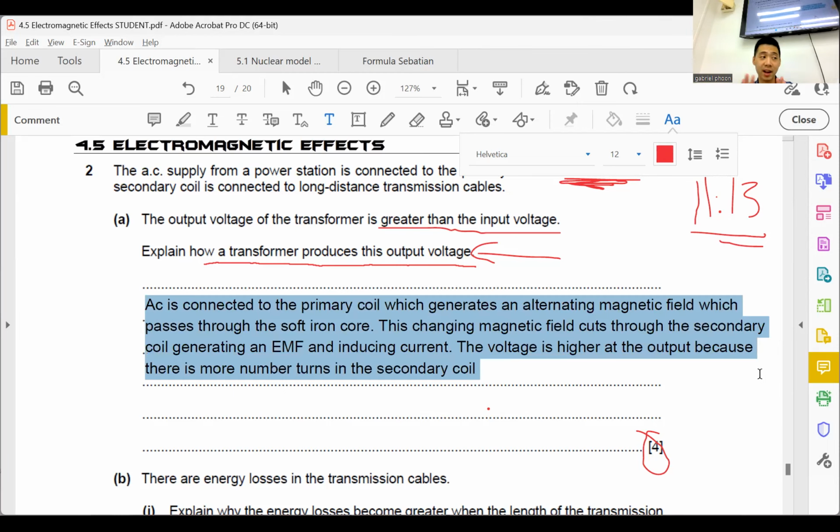Something along these lines. It doesn't have to be word by word. Literally, you can use your own words, but it must have these few key points, guys. Right, and then you get your 4 marks. Bam.